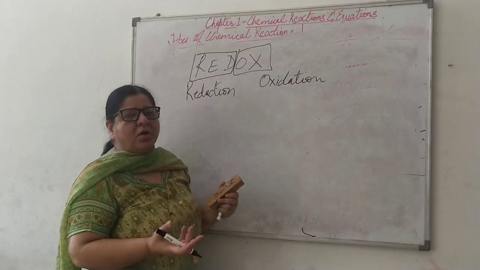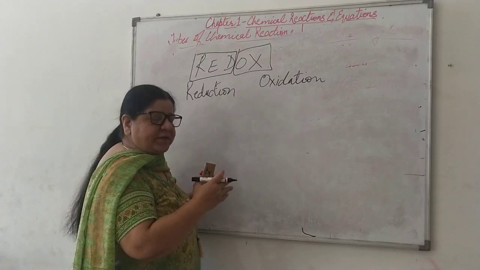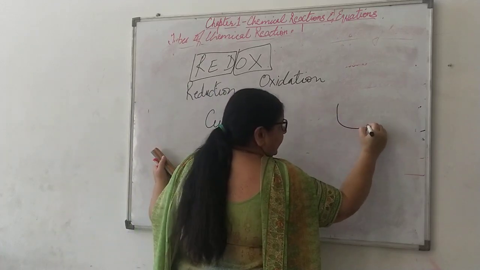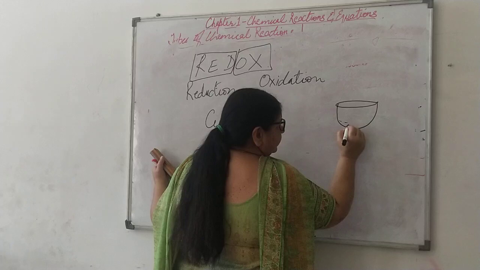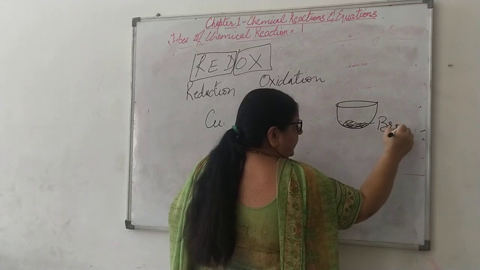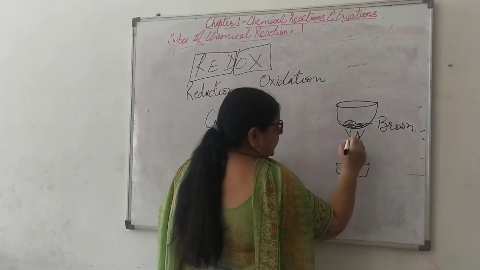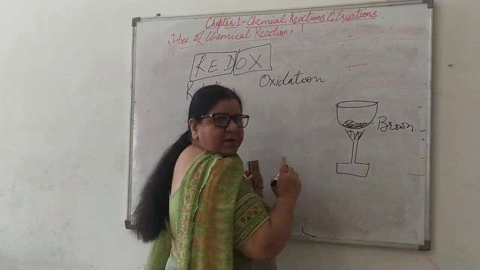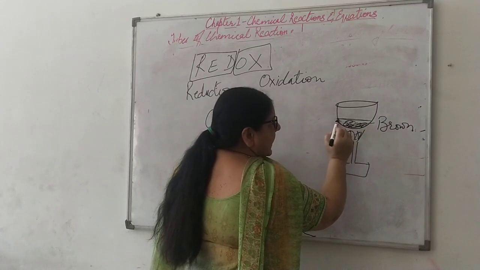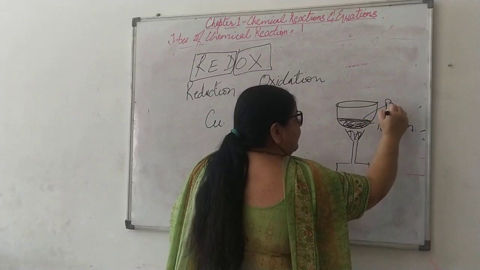Oxidation, commonly when we say what is oxidation, it is addition of oxygen to any substance. That is known as oxidation. Like if we take copper in a china dish, which is reddish brown in color, and we start heating it. What will happen when we heat it? On the surface, a black coating will be formed. This will turn into black color.